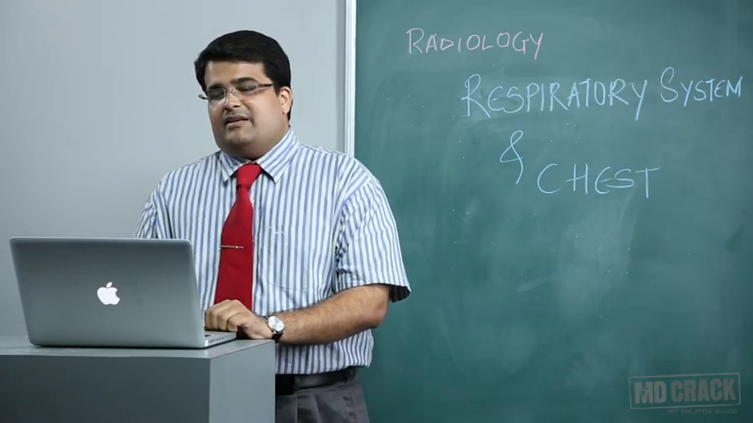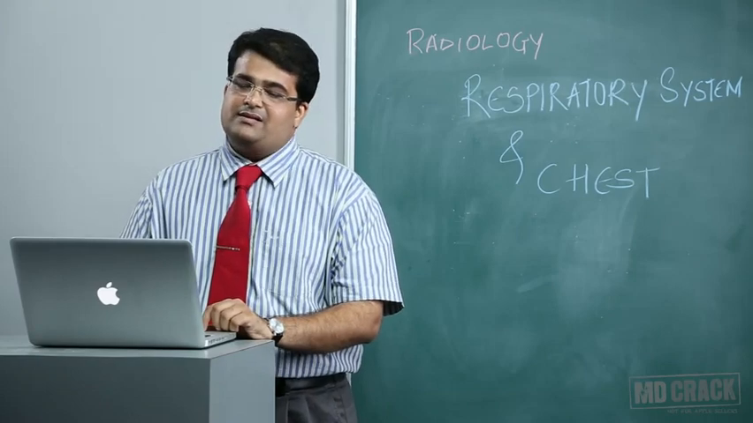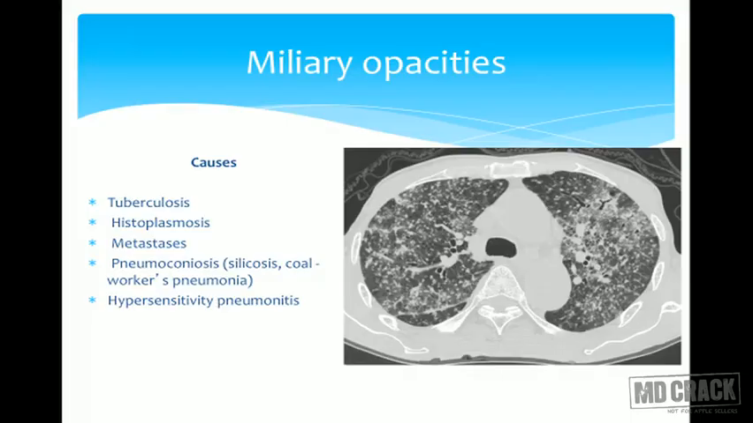Again, we go to miliary opacities. The list includes tuberculosis, histoplasmosis, metastasis, and pneumoconiosis, which includes silicosis, coal workers' pneumoconiosis, and hypersensitivity pneumonitis. In the CT, the cross-sectional image, you see multiple nodular opacities, which are known as miliary opacities. That's how it appears.